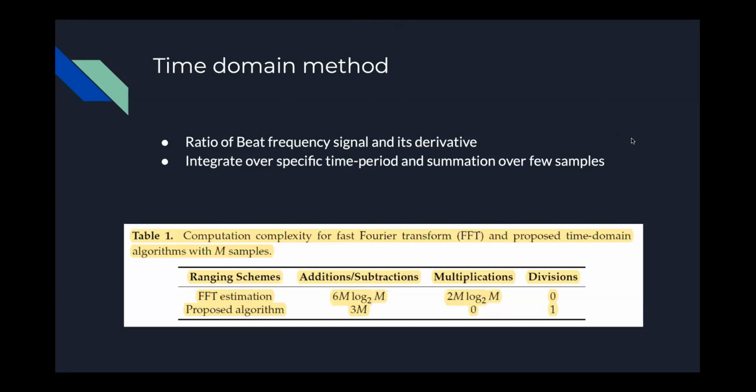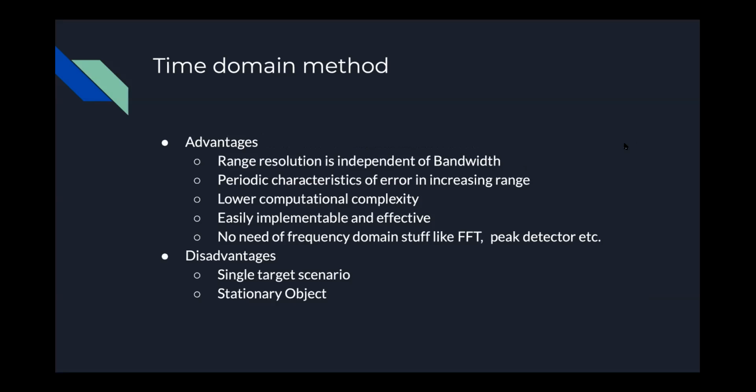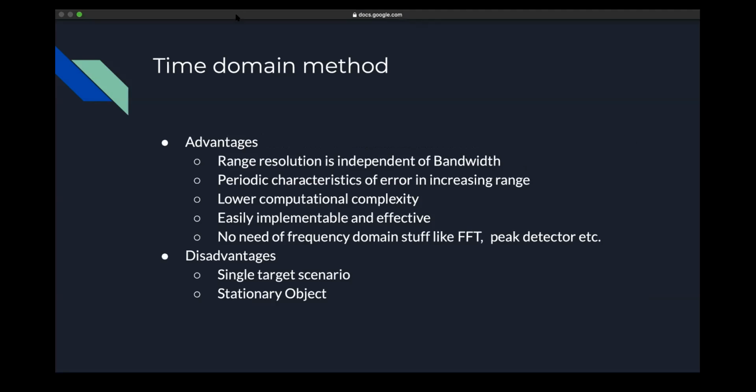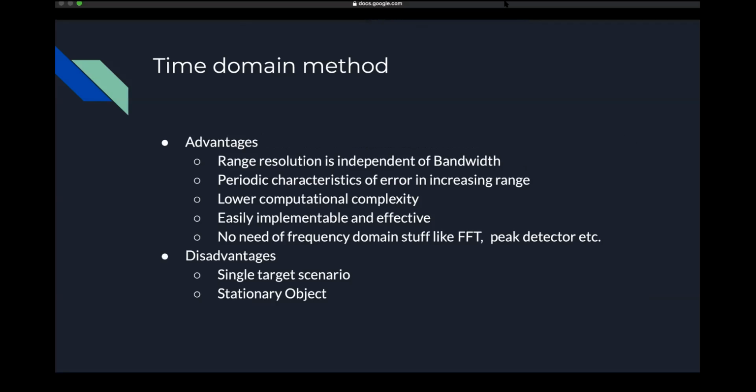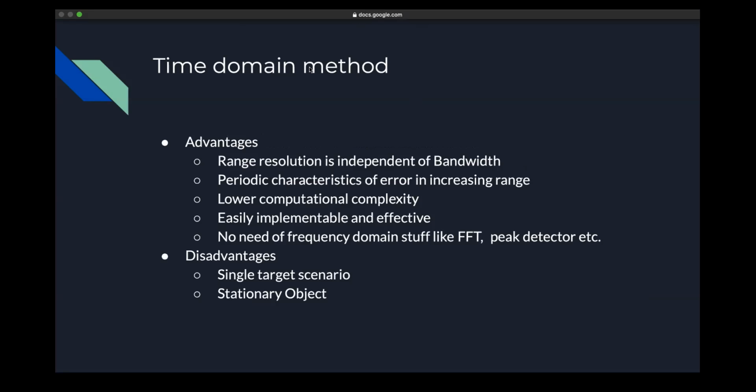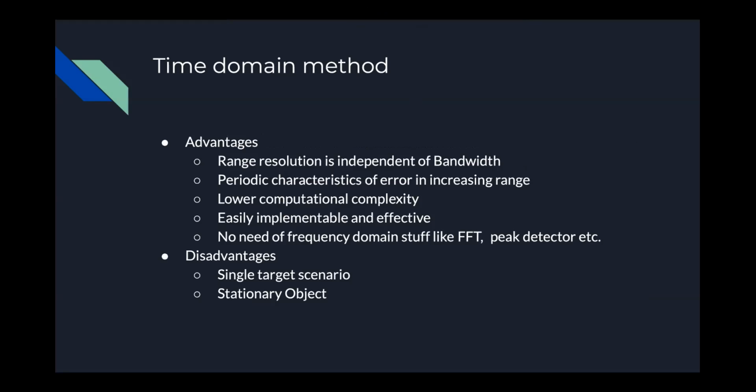range, the value of range. It has some benefits. It is less complex, but it has one major disadvantage. That's why we cannot use it for this application, because it is only useful for a single target and a stationary object. The velocity we can't find out from this method. It has many benefits, like the periodicity, characteristics of error in increasing range, and lower computational complexity, and frequency domain analysis is not needed. But the major disadvantage is there. That's why we can't use it for our application.